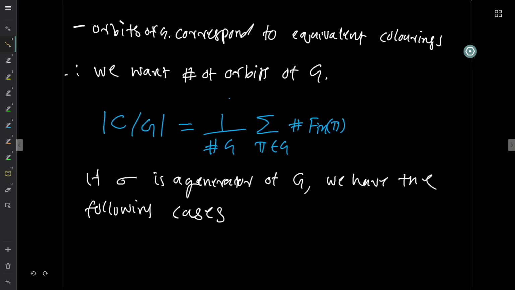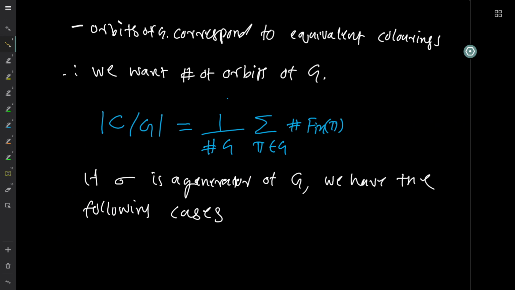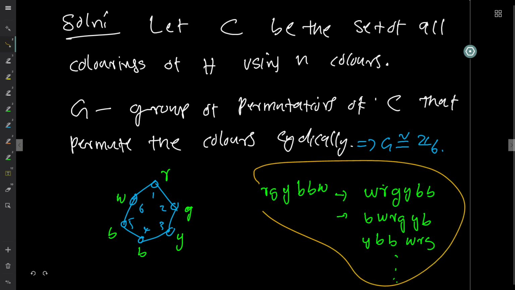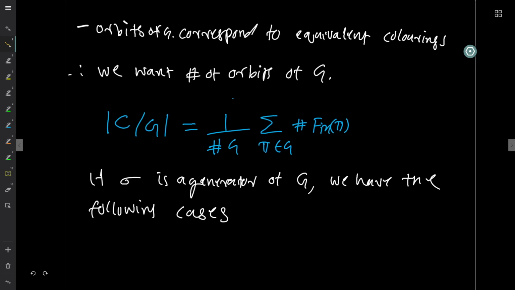Now the orbits of the group G correspond to the equivalent colorings. We want to count the number of orbits because we want the inequivalent colorings. All the elements in the same orbit are basically equivalent. So what we are seeing here is that these colorings are all equivalent, because this is obtained from this by just rotation, and this can be obtained by rotation, etc. Therefore, elements in the orbit of this coloring are all equivalent. So we want to find how many such orbits there are, so that we get the number of inequivalent colorings.